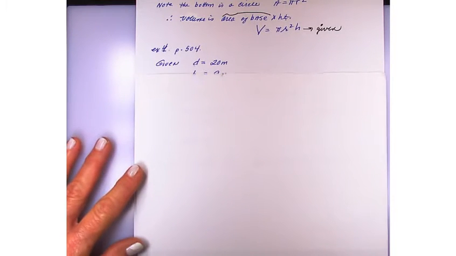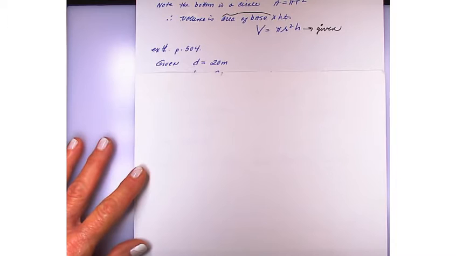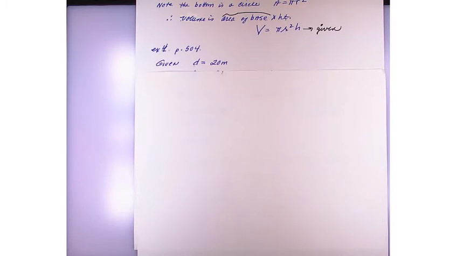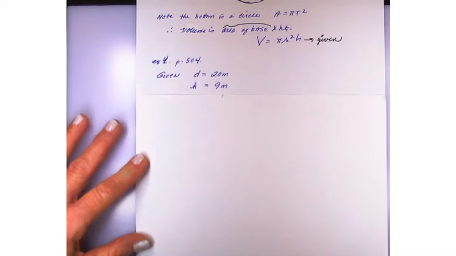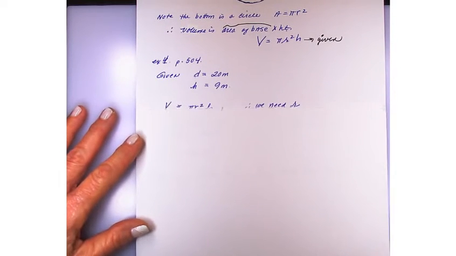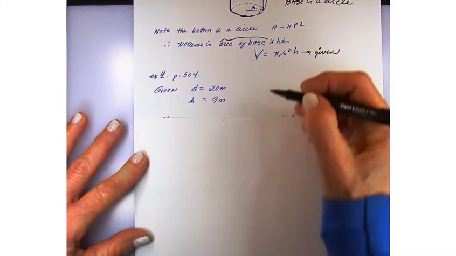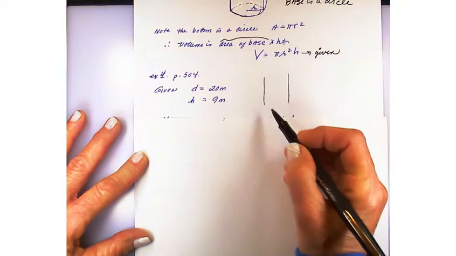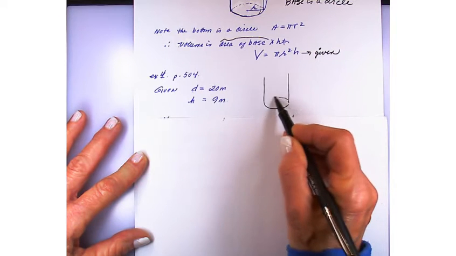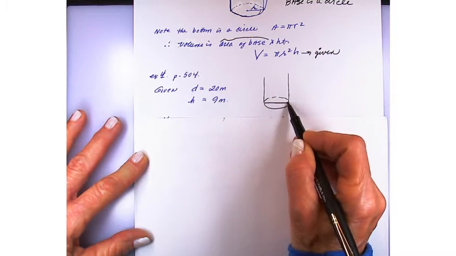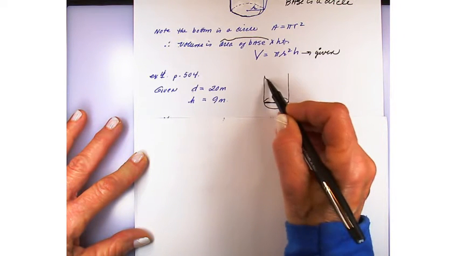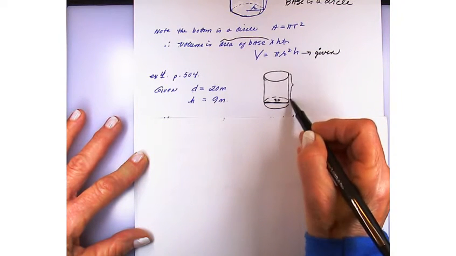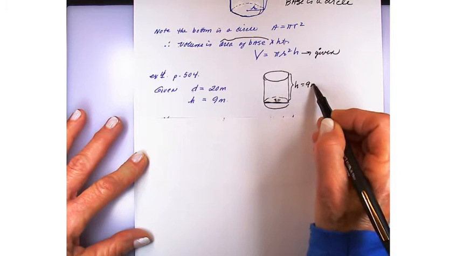So in that problem, we're given that the diameter is 20 meters. The height is 9 meters. This is our circular cylinder. So if I have a diameter, this is the diameter, it's 20. And this is my height here. My height is 9 meters.